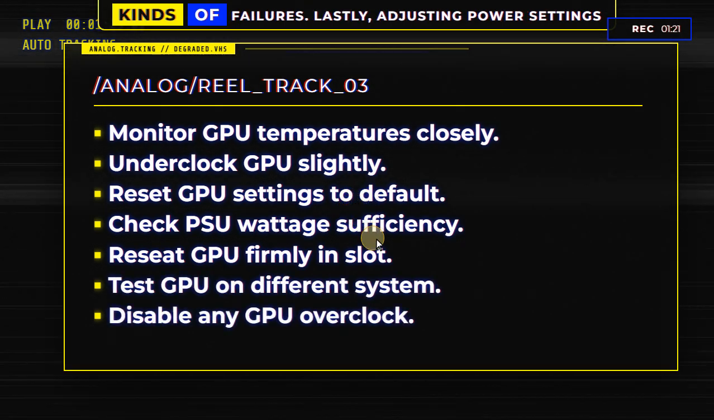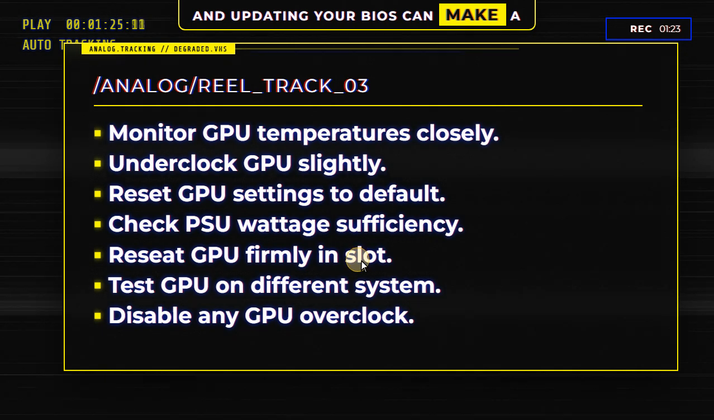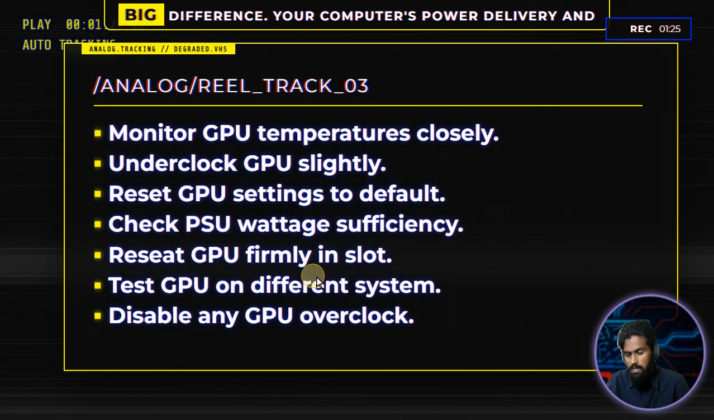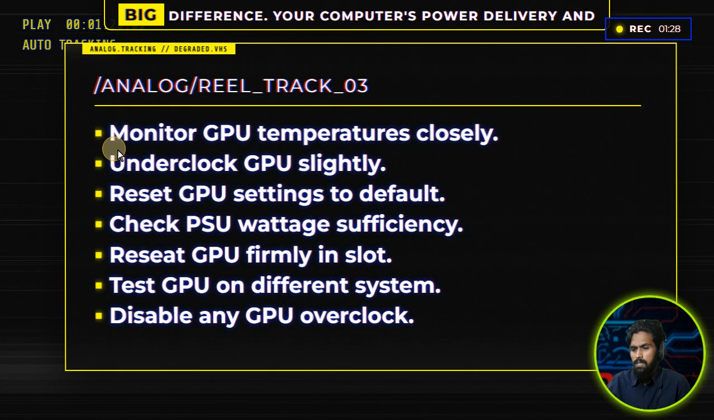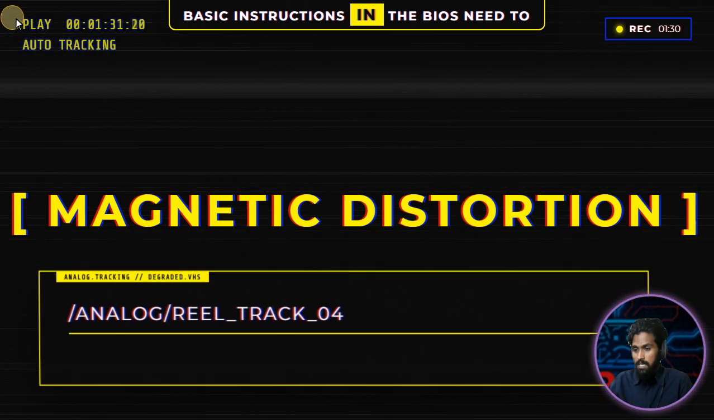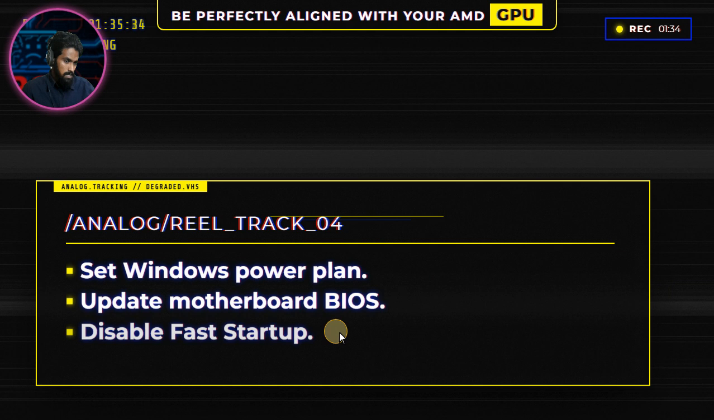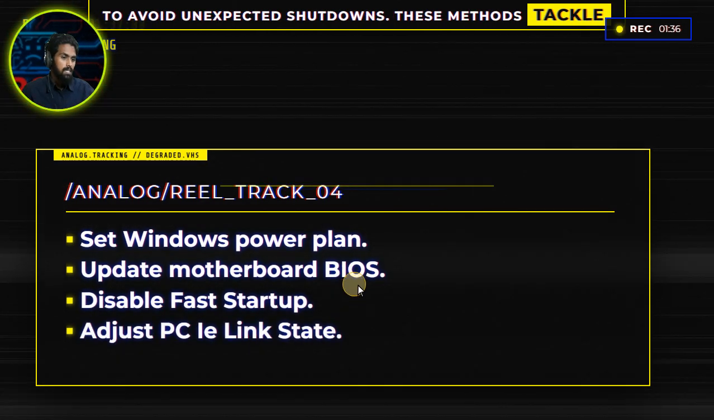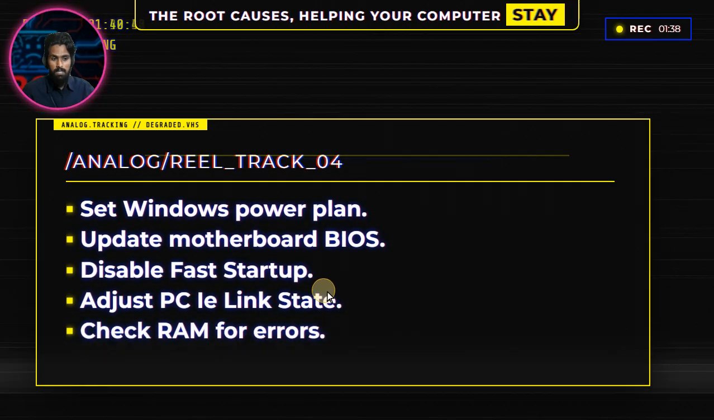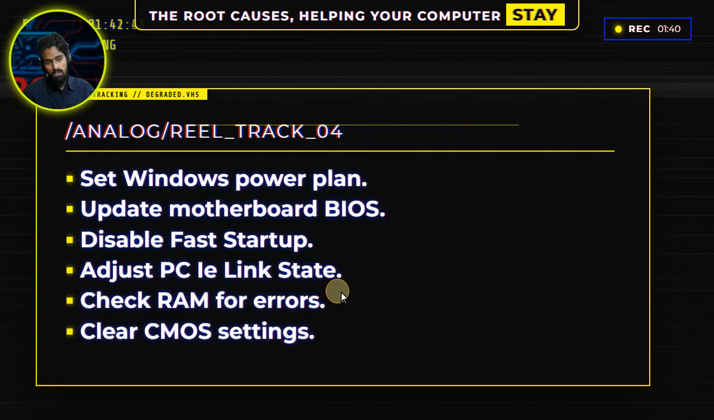Lastly, adjusting power settings and updating your BIOS can make a big difference. Your computer's power delivery and basic instructions in the BIOS need to be perfectly aligned with your AMD GPU to avoid unexpected shutdowns. These methods tackle the root causes, helping your computer stay stable.